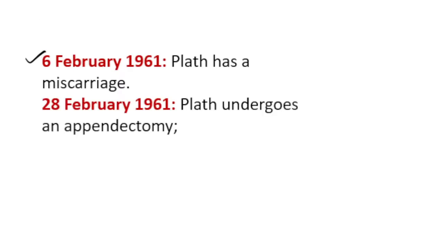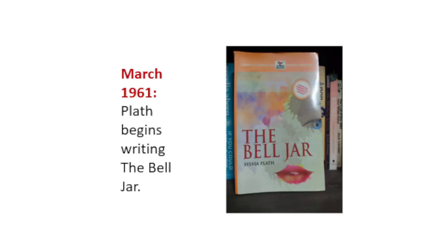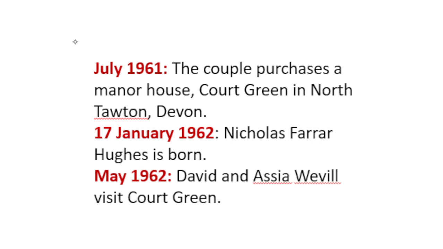1961, 6th February, Plath has a miscarriage. It is very sad. 28th February 1961, the same year, Plath undergoes an appendectomy. So one after another, Plath is experiencing something bad. March 1961, Plath begins writing The Bell Jar. 1961 July, the couple purchases a manor house, Court Green in North Tawton, Devon.